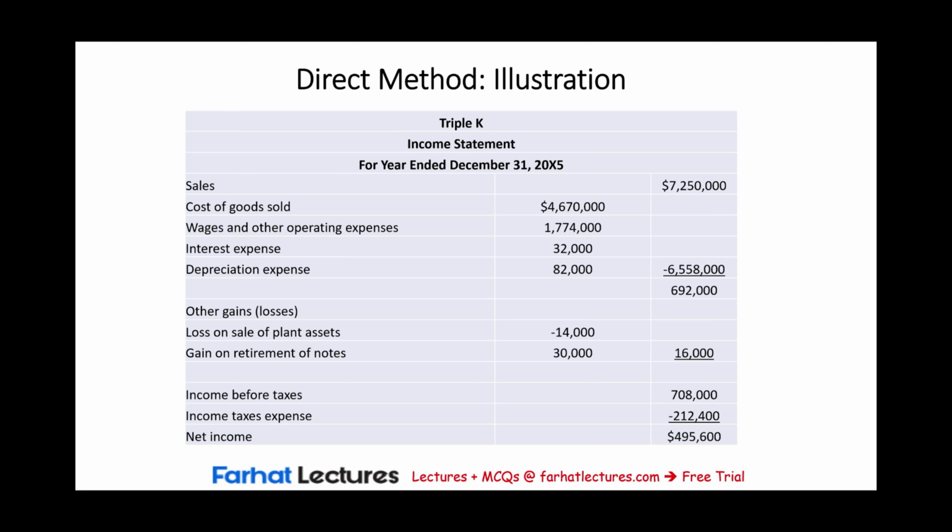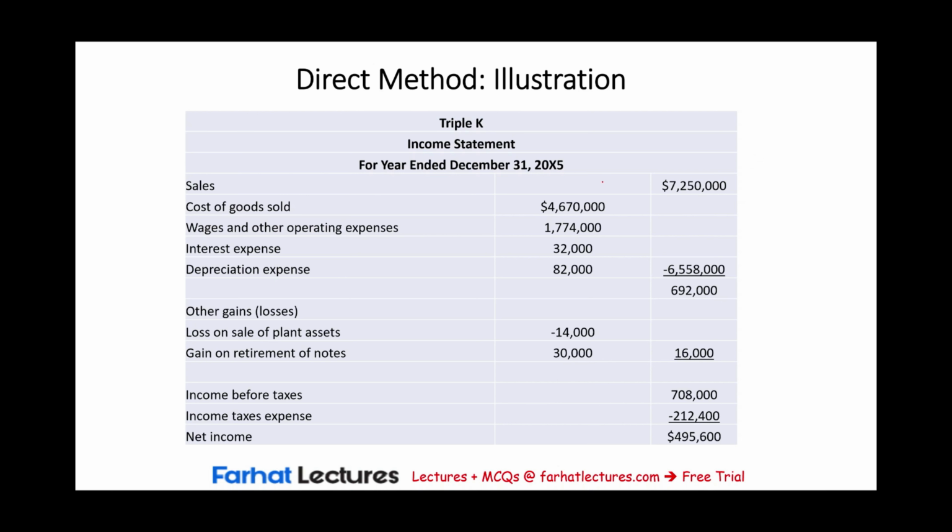Now, under the indirect method, what did we do? Under the indirect method, we started with net income, we started with the bottom number, and we made adjustments to come up with cash flow from operating activities. Here, basically, we are starting at the top. How do we perform the conversion?